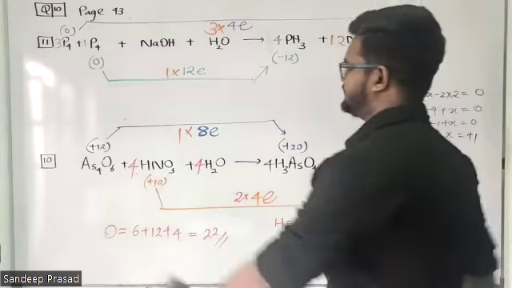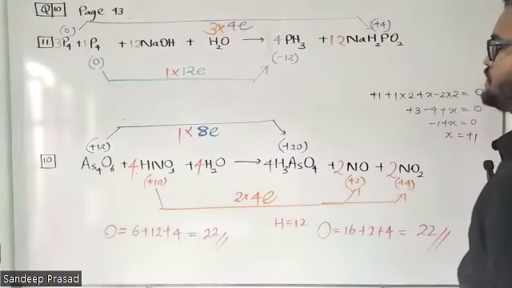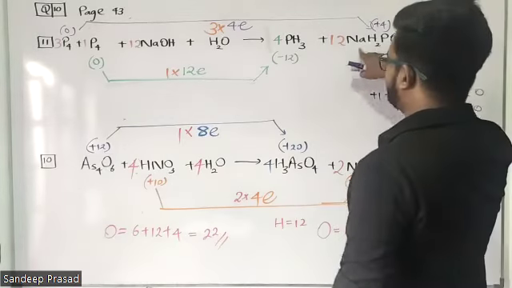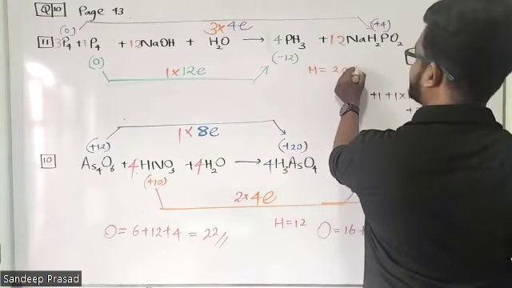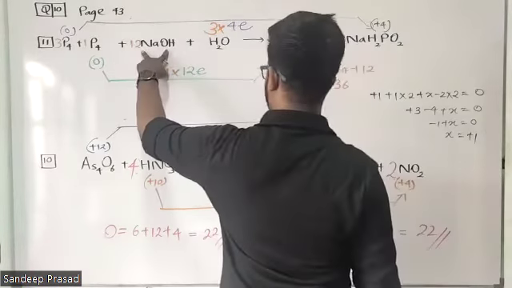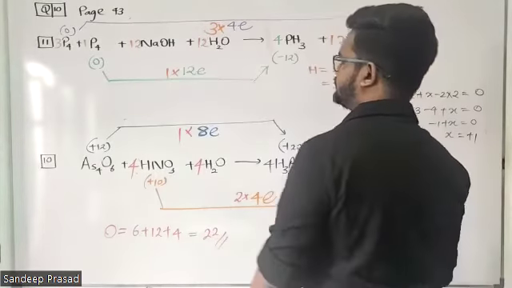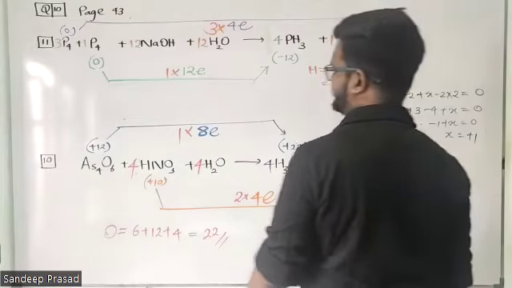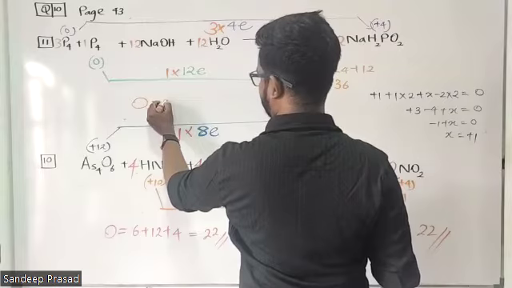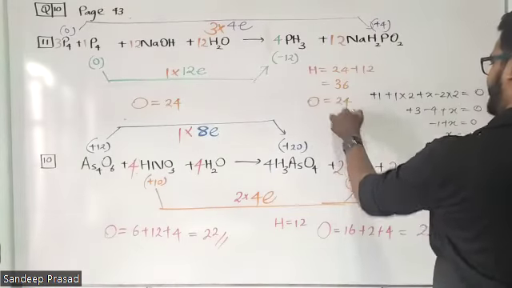How many sodiums are there? 12. Right? How many hydrogens are there? 24. 24 plus 12, 36. Here we have 12. Then we need 24. We can put 12 here. Is the reaction balancing perfectly? How do you check that one? Yeah, 12, 12. We can see that 24 oxygen atoms are there, and here also 24 oxygen atoms are there. Yeah, reaction is balancing perfectly.